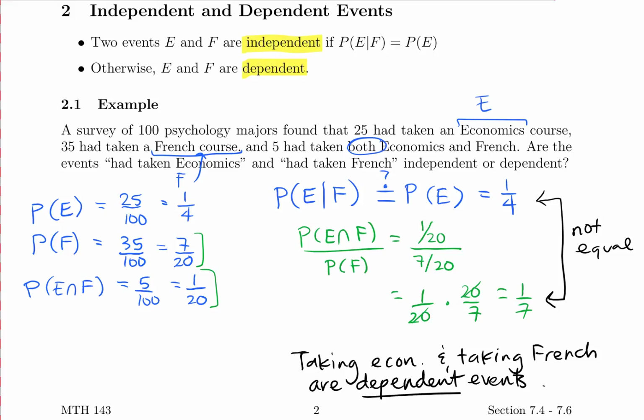If the probabilities had come out to both be 1/4, then knowing that a student took French would not make them more or less likely to have taken economics. But in this case, if we know that a student has taken French, they are less likely to have also taken economics. And so that changes the probability of a student taking economics if we assume that they have also taken French. And so these would be dependent events because the probabilities change. If the probabilities did not change, then we would have independent events.